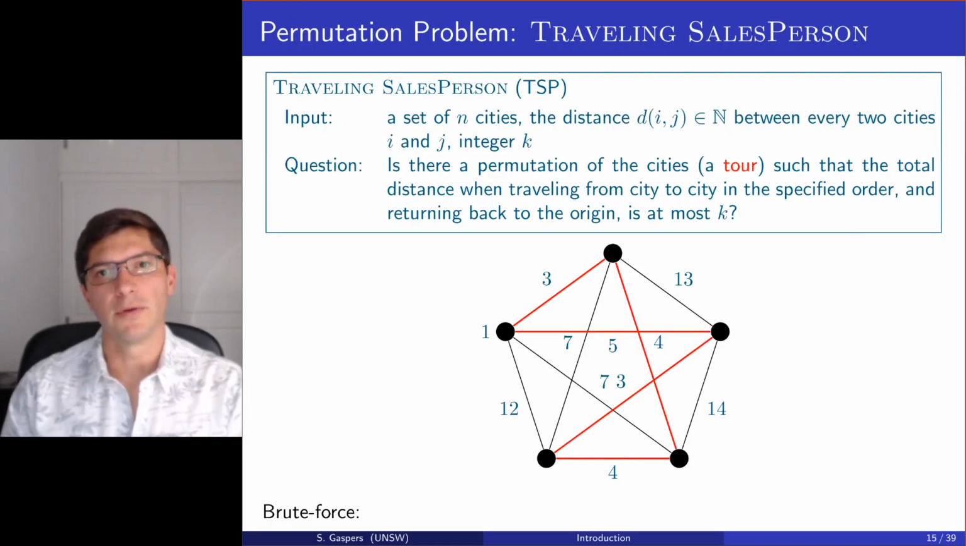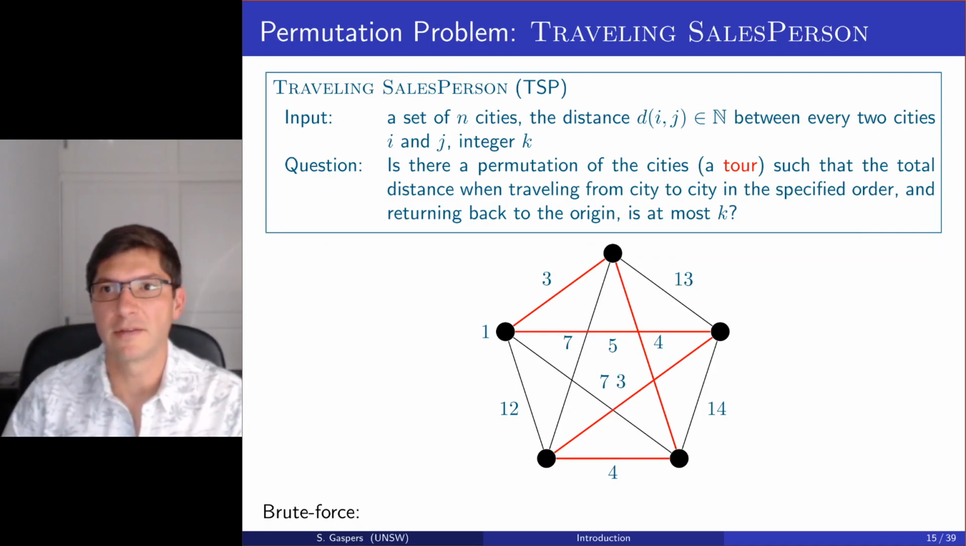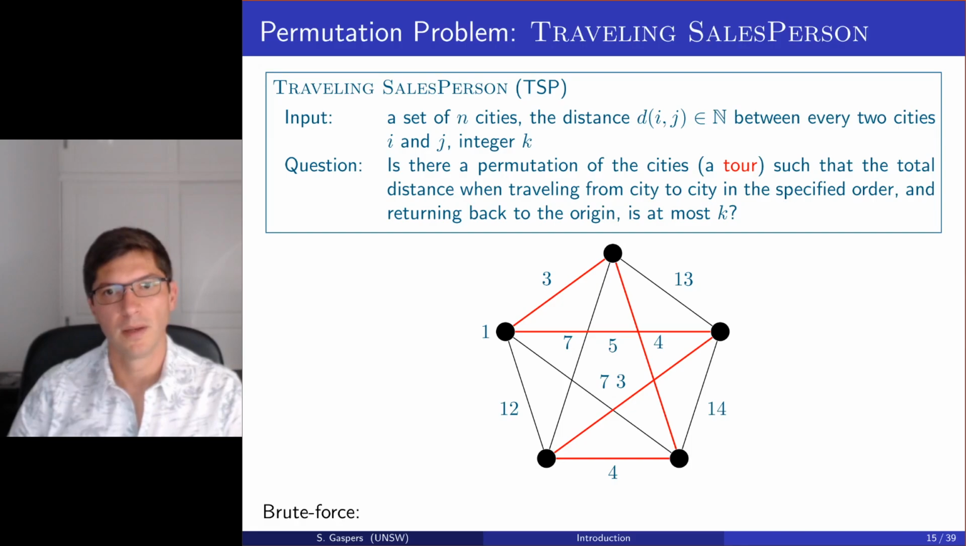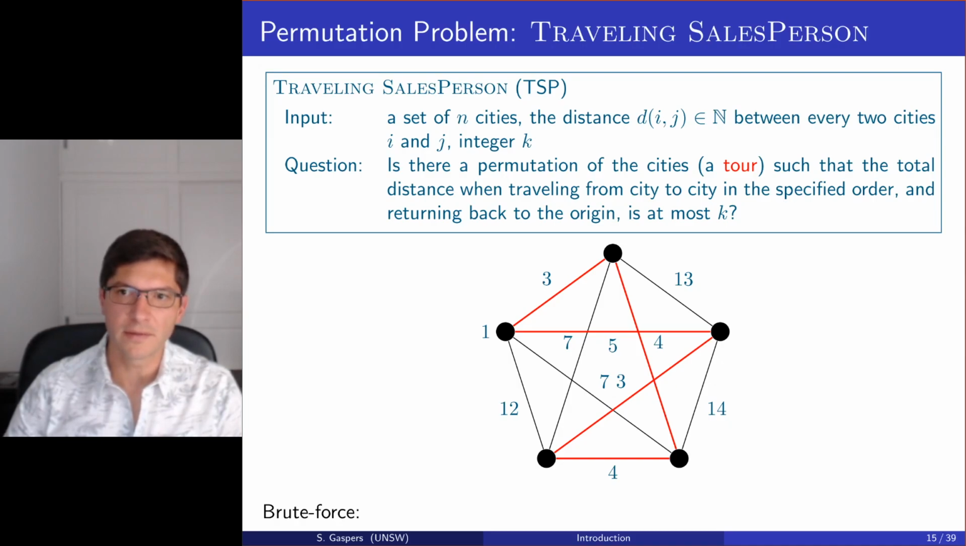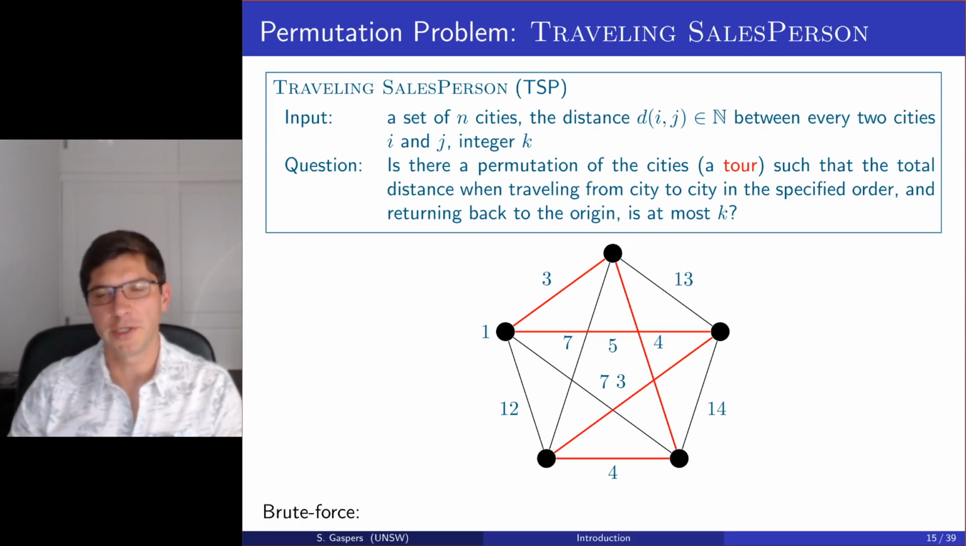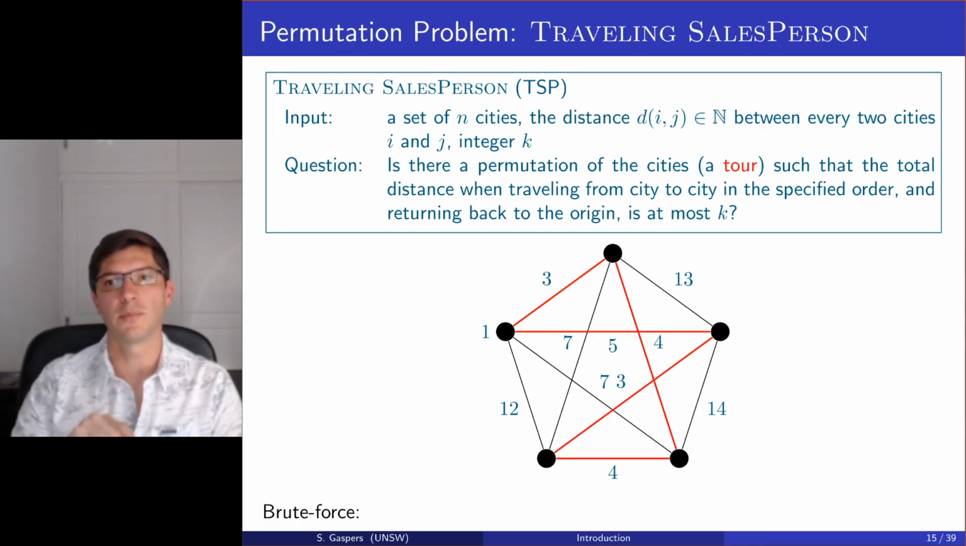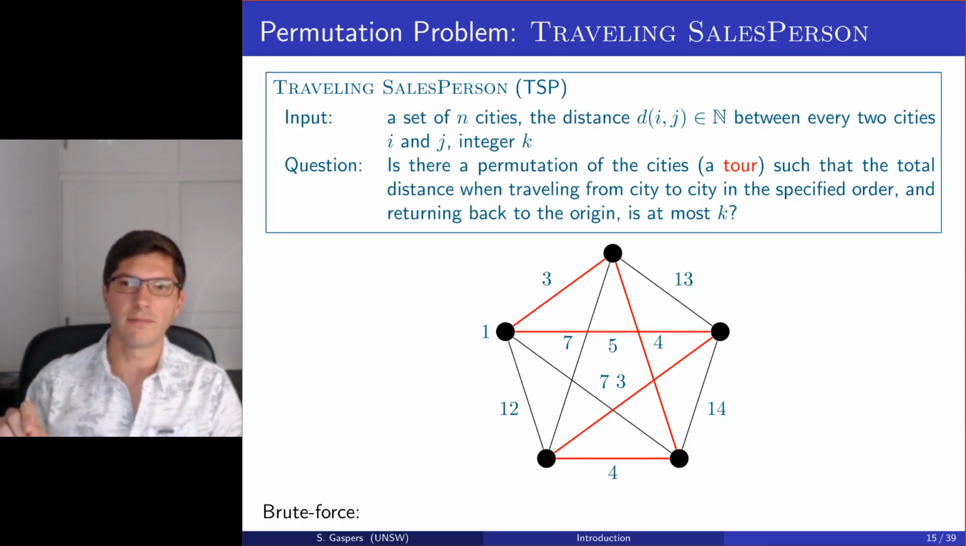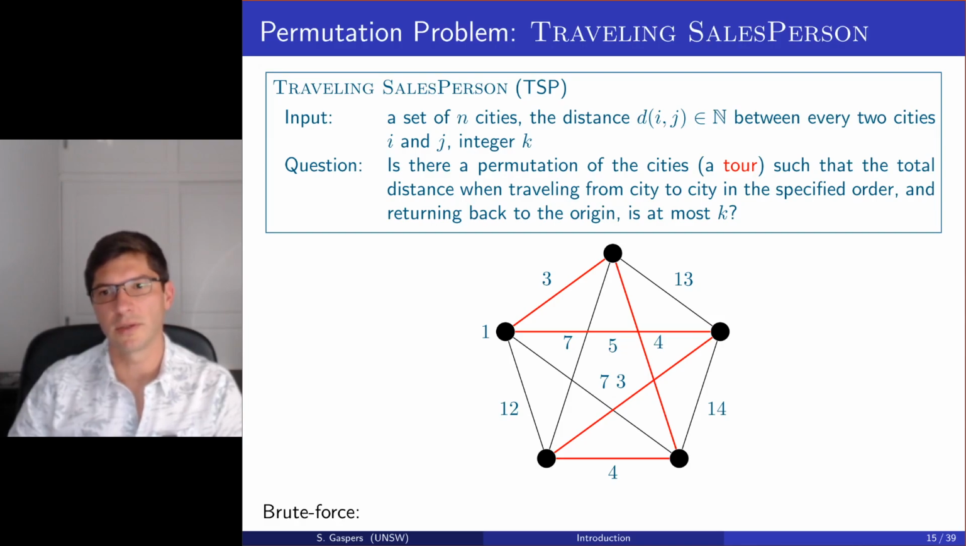As a representative of a permutation problem, we have the traveling salesperson problem, or TSP. The input is a set of n cities. We also have the distance between every two cities in the input, and an integer k. The question is whether there's a tour, a permutation of the cities, such that the total distance the salesperson travels from one city to the next, according to this permutation, is at most k. So the question is whether it is possible to find a tour with total distance at most k.